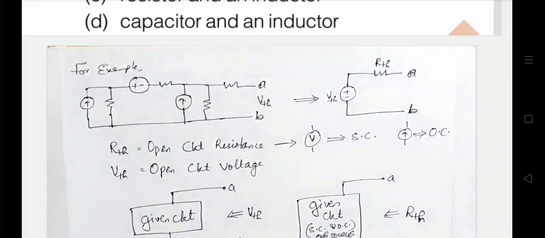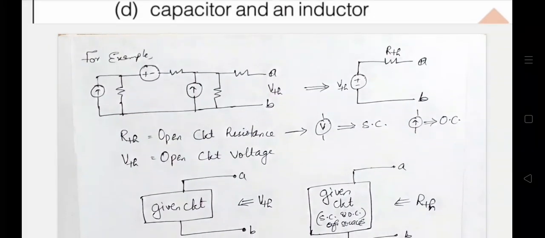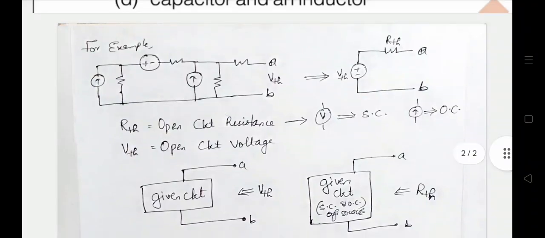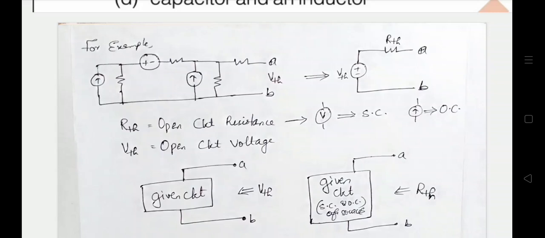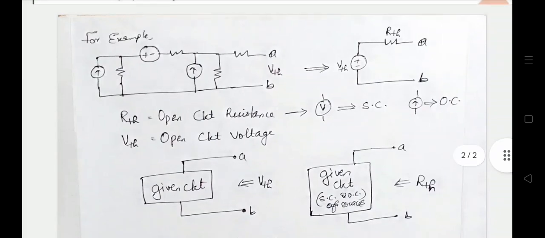For example, consider this circuit. This is an example circuit I have given. This is not given in the question. This is only an example circuit. This circuit has to be converted to a Thevenin's equivalent circuit which contains VTH and RTH. So according to Thevenin's theorem, we can convert a complex network into a simplified network with Thevenin's voltage and Thevenin's resistance across a given terminal AB.